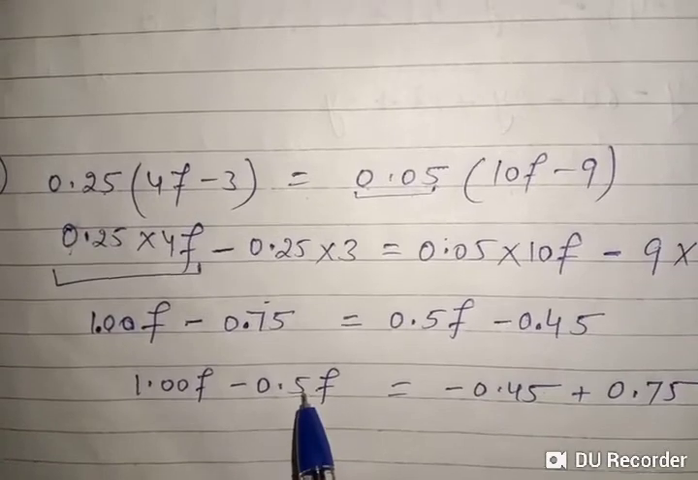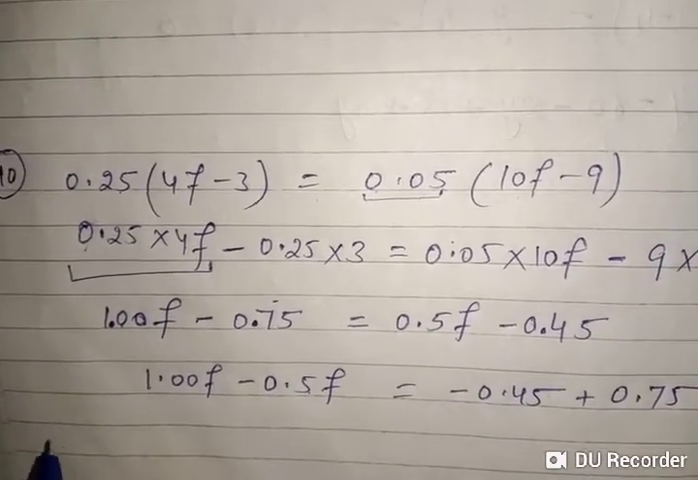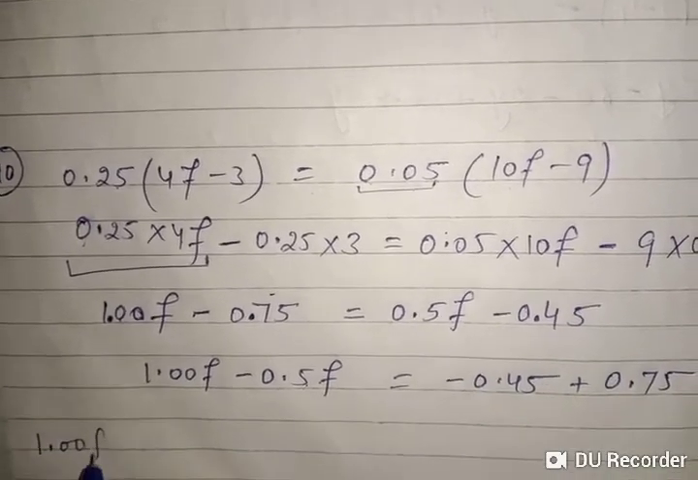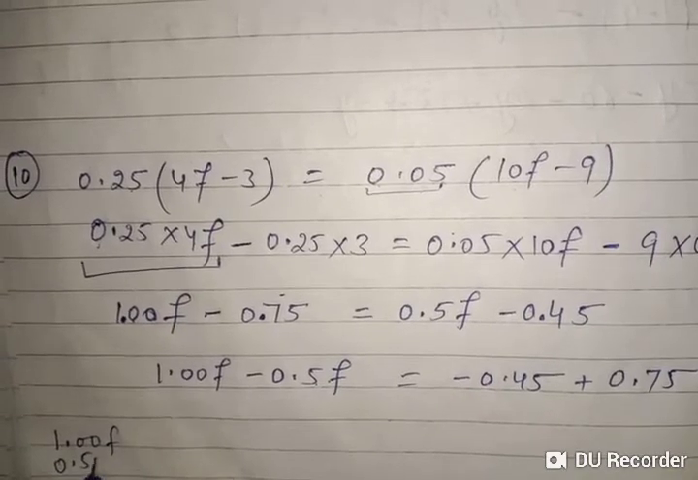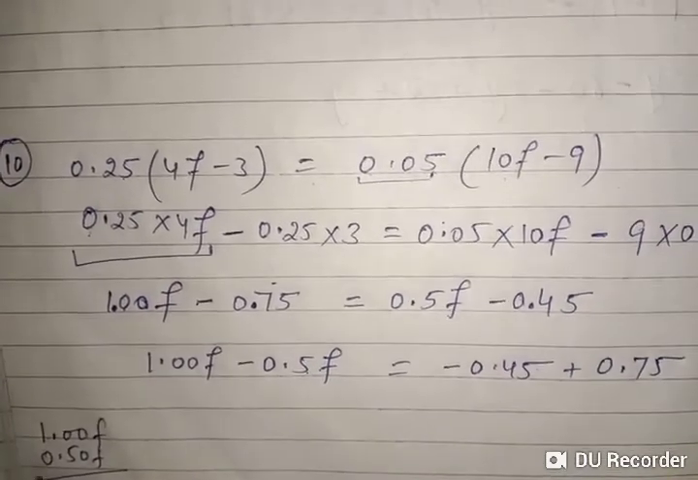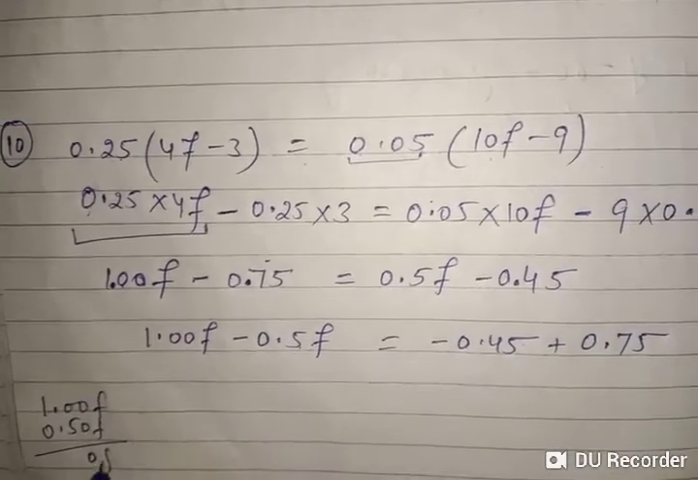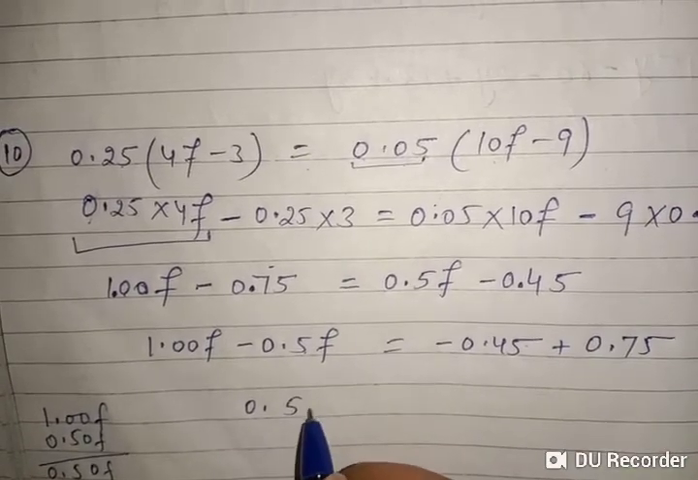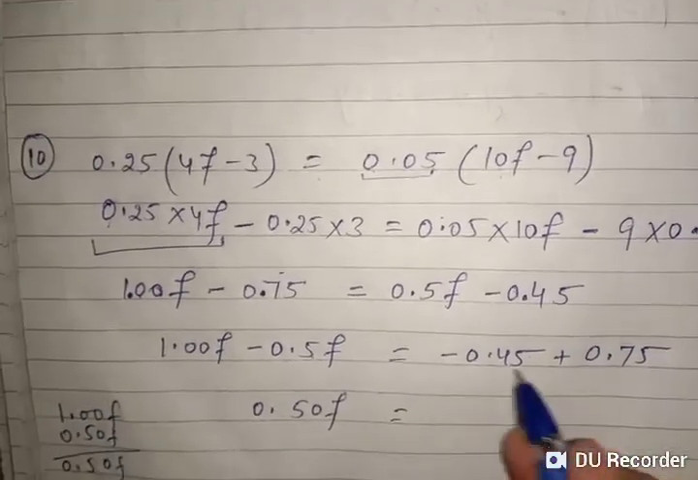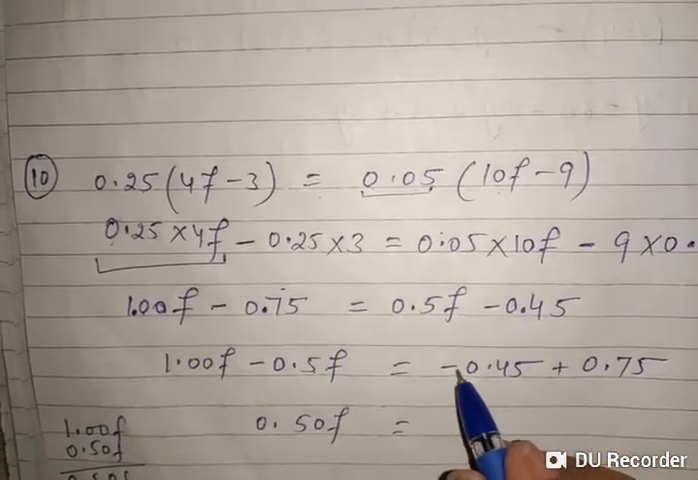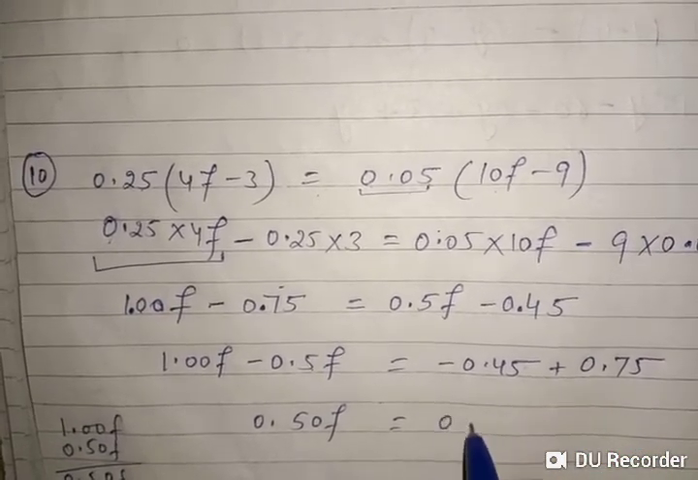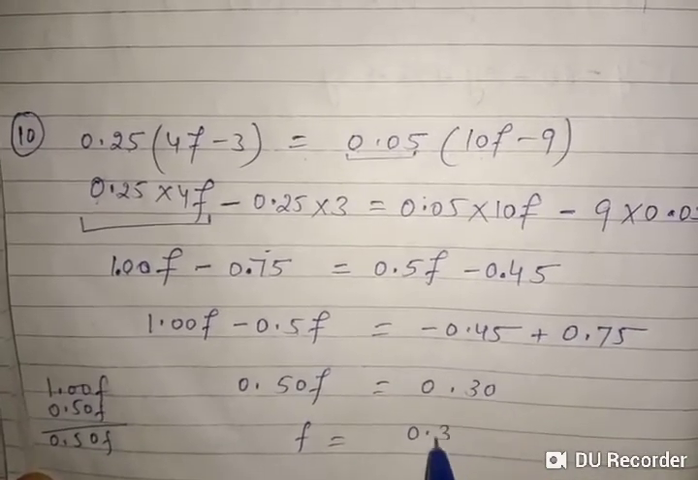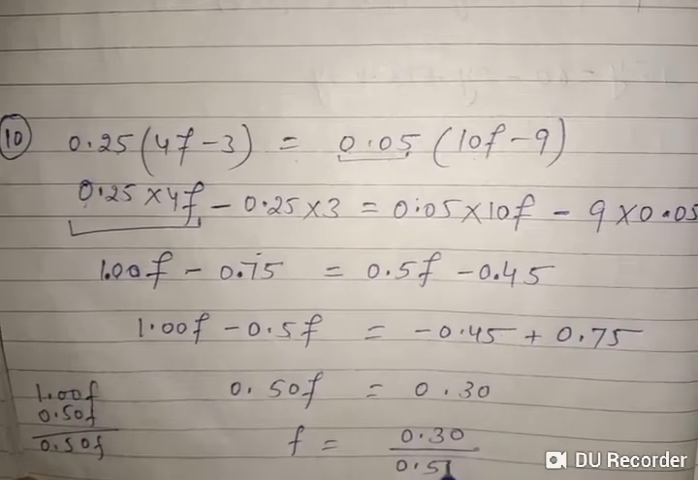So 1 minus 0.5, as you know, you can subtract in the rough, that 1 and 0.5. When we subtract, always decimal below decimal we write, so it is 0 f then 5, 0.5. When you subtract, you will get 0.50f. And when you subtract these two, because one is plus one is minus, again we subtract, we will get 0.30. f will remain here and we will get 0.30 upon 0.50.